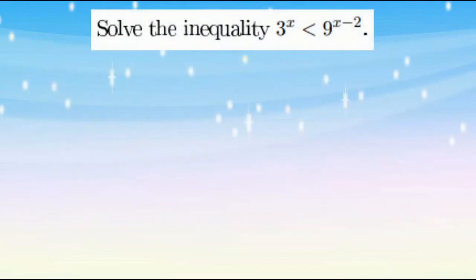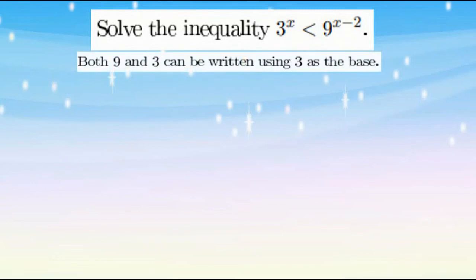Let's now solve the inequality 3 to the power of x is less than 9 to the power of x minus 2. In this case, both 9 and 3 can be written using 3 as the base. So this becomes 3 to the power of x is less than 3 squared raised to the power of x minus 2. Then, using the power property of exponents, this becomes 3 to the power of x is less than 3 to the power of 2 multiplied by x minus 2.